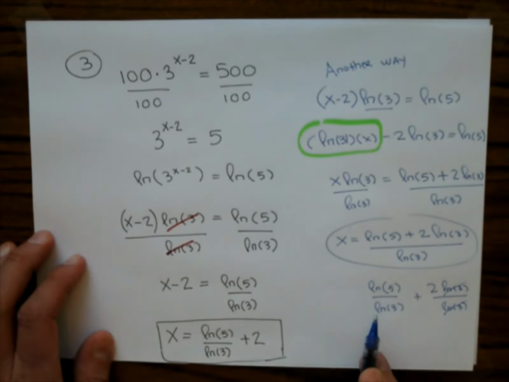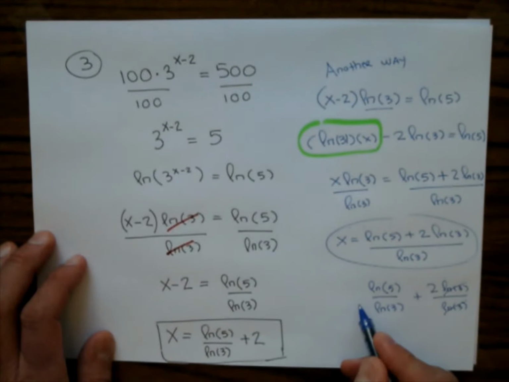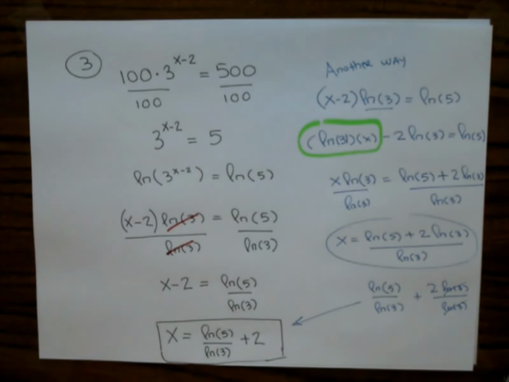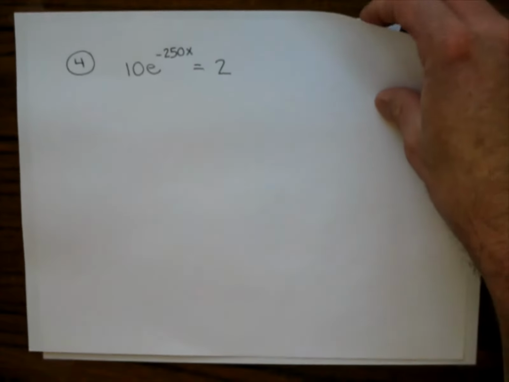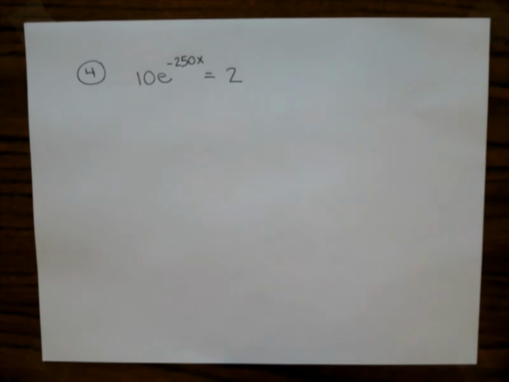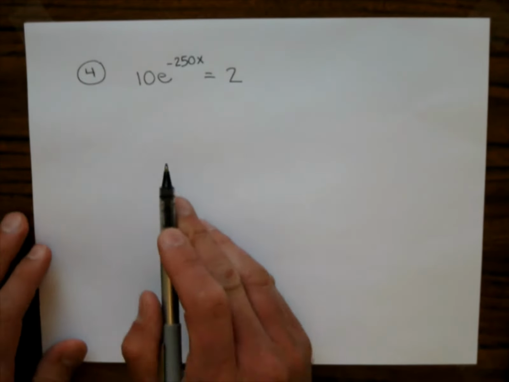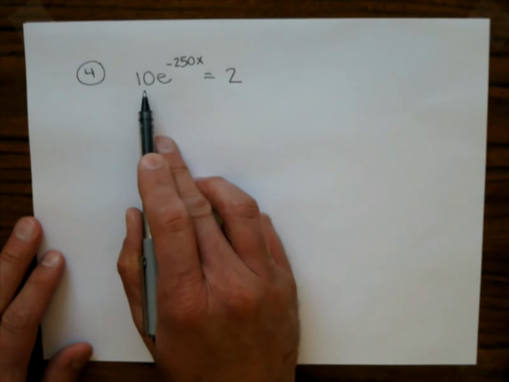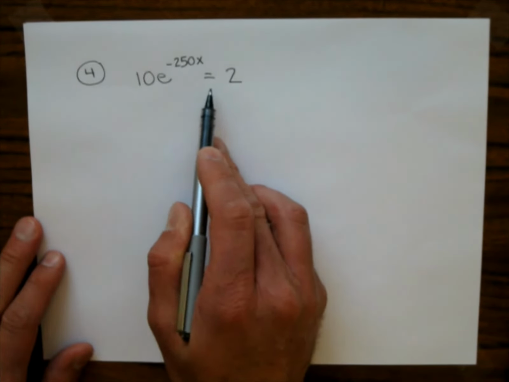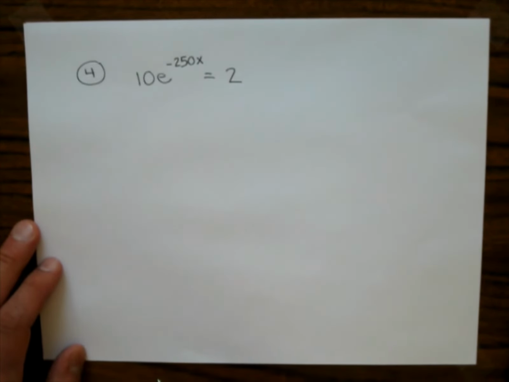Those cancel, and you have ln5 over ln3 plus 2. Okay, let's go ahead and do the next problem. This is another type 2 exponential equation. It's not basic because it doesn't say something to a power equals something. It's 10 times something to a power equals something. So see if you can do this problem.